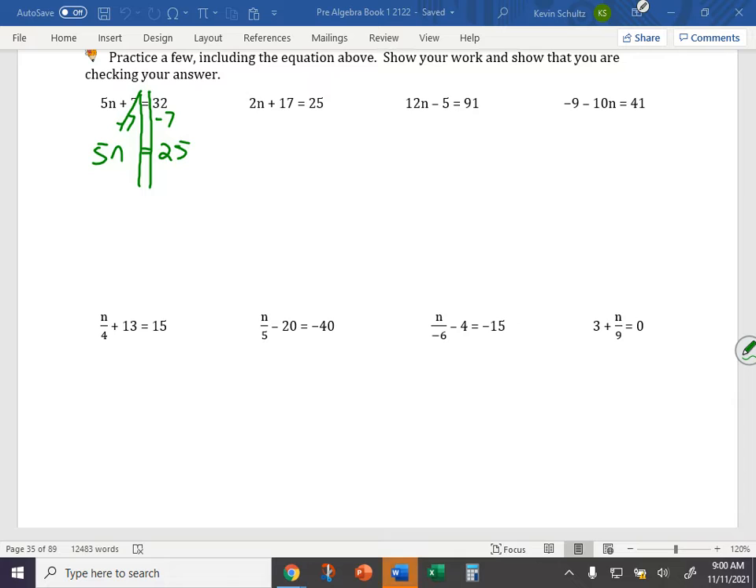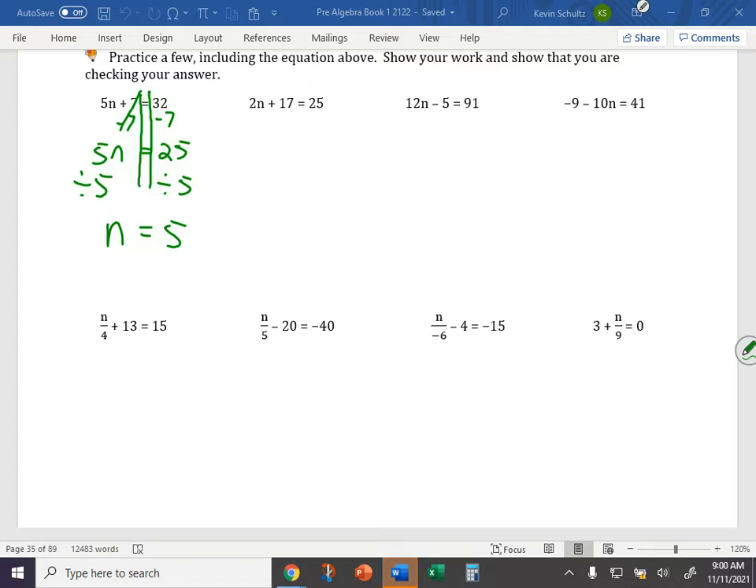Okay? Now we're looking for 5 times what number equals 25 so that when we add 7 to it, we get ourselves to 32. And as Griffin said, the opposite of multiplication is division. So we're dividing both sides by 5, and n is 5.